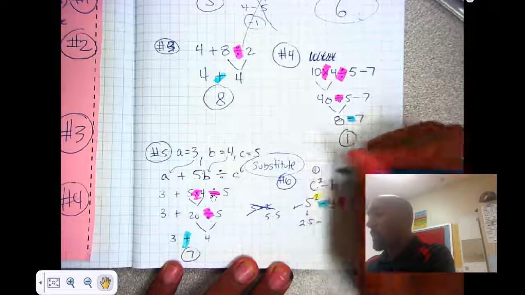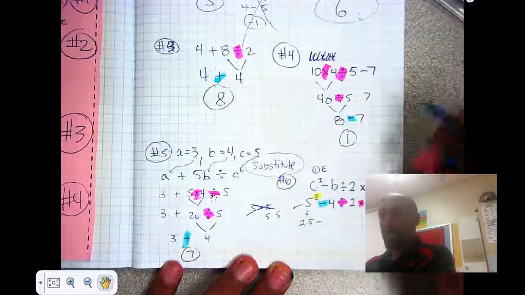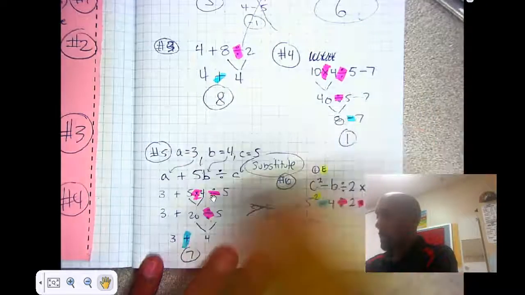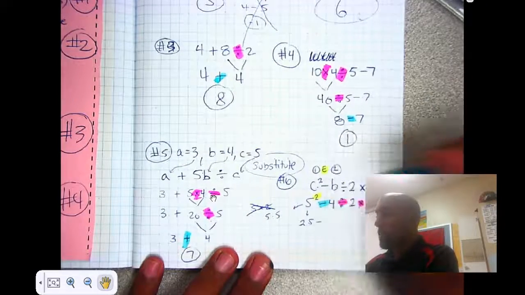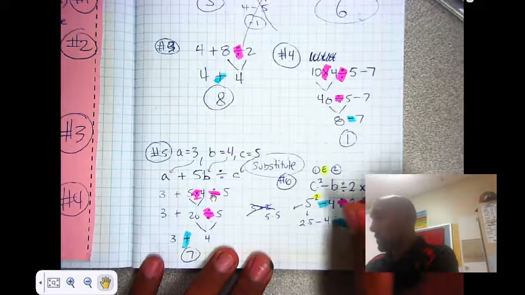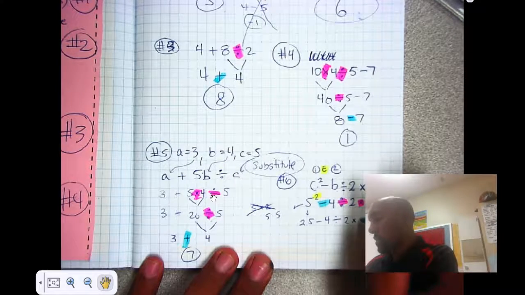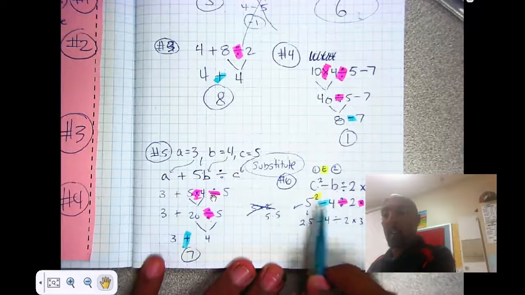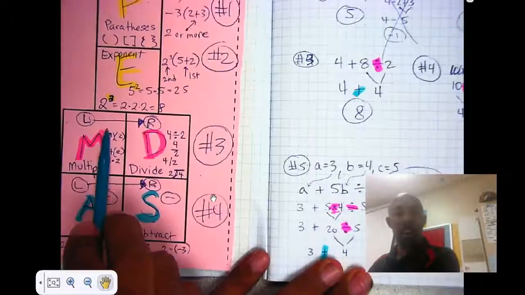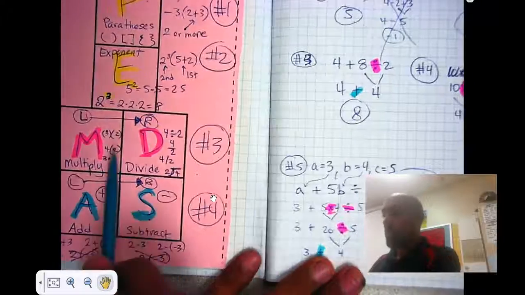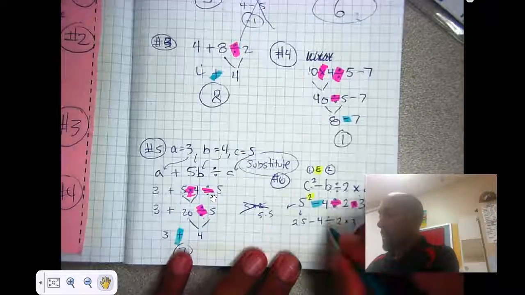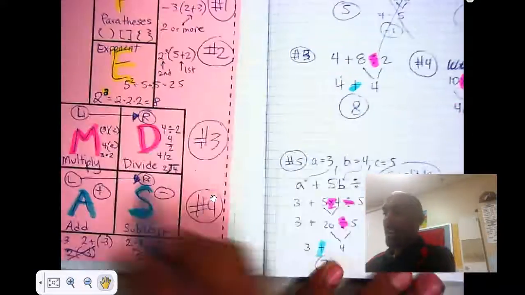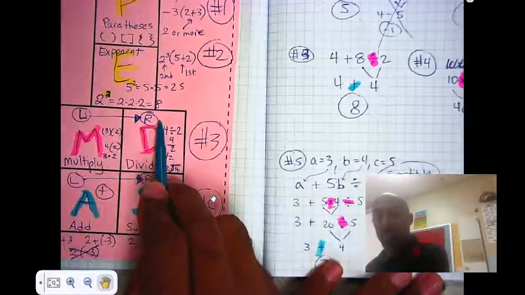So again, number 1, we had to do the E, exponents. Okay, number 2. I see multiply, divide. That comes first before add, subtract. So multiply, divide, and we go from the left to the right.